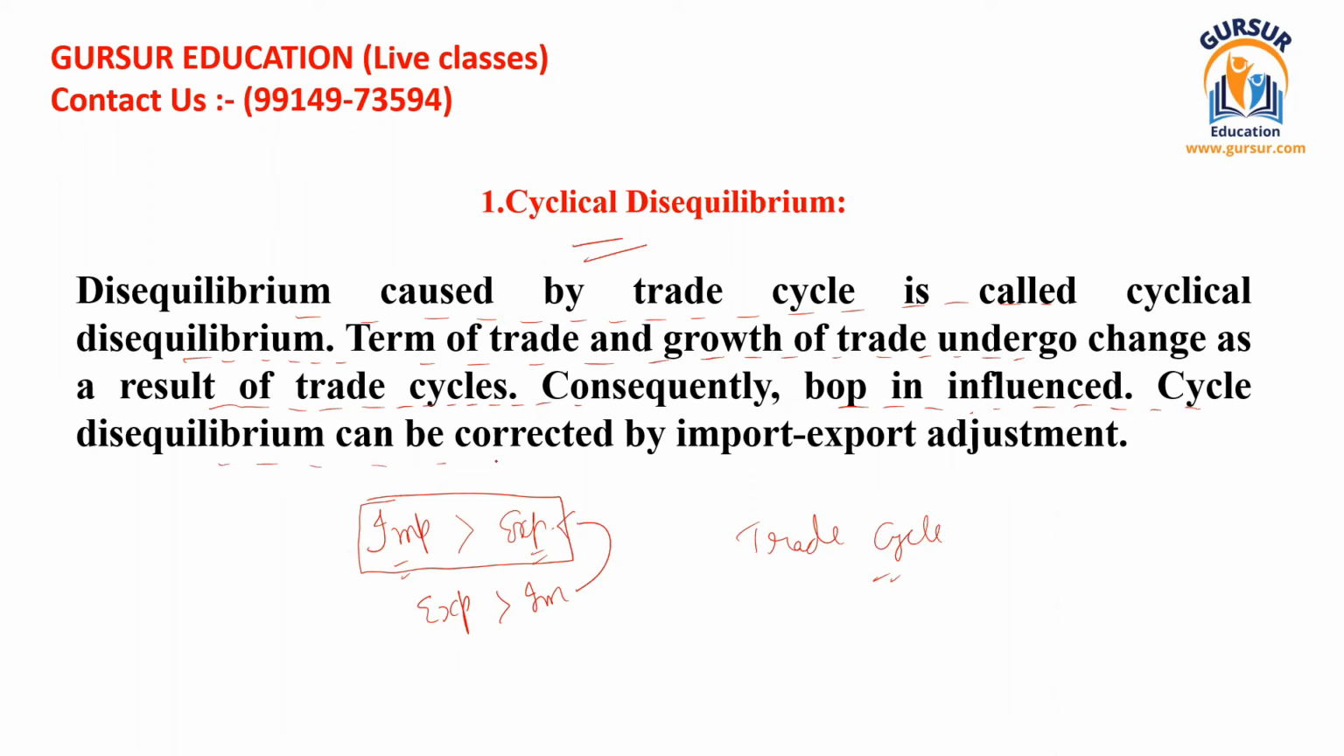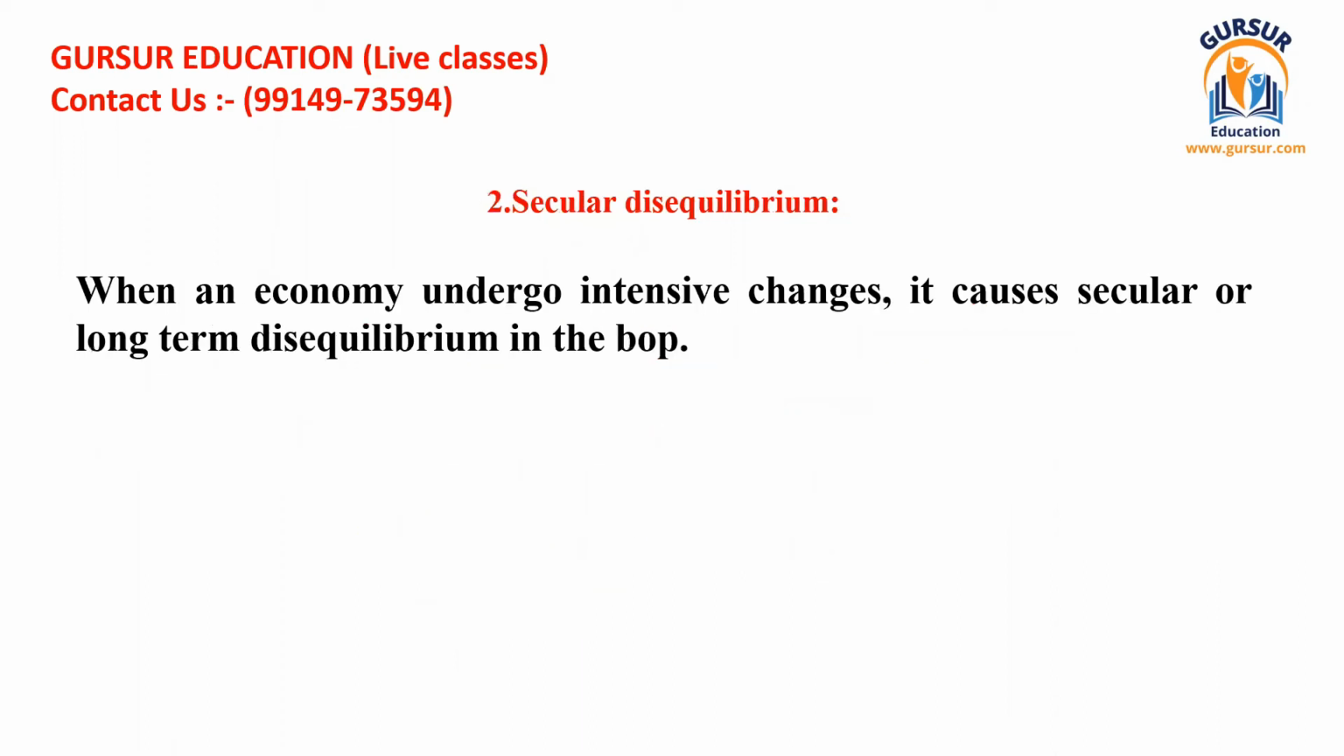So this can be corrected by two measures: import and export adjustment. You must always be pushing your exports. So this is how it can be amended. The next kind of disequilibrium is secular disequilibrium. When an economy undergoes intensive changes, it causes secular or long-term disequilibrium. So this is also known as a long-term disequilibrium.